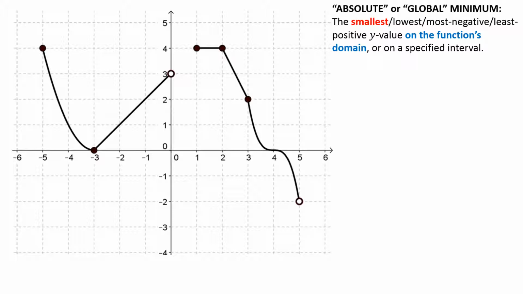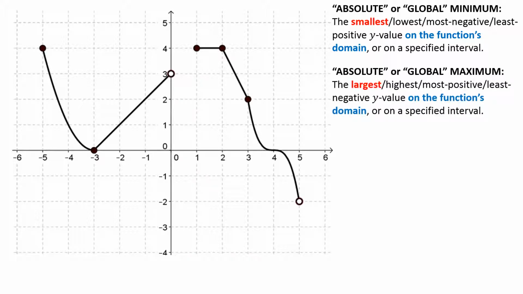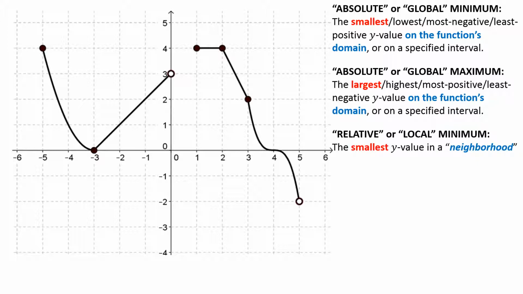Now notice I've got smallest, lowest, most negative, least positive in my definition here. Those all mean the same thing, and so you may use some of those different terms or hear some of those different terms. They all mean the same thing. In the same way, absolute or global maximum refers to the largest y value on the function's domain or in a specified interval. Now a relative or local minimum is the smallest y value in a neighborhood.